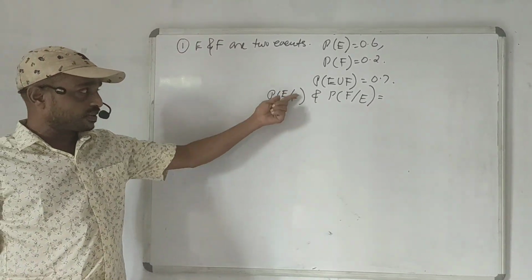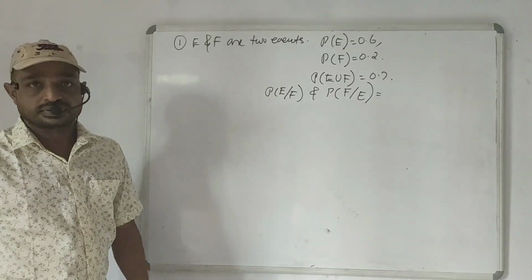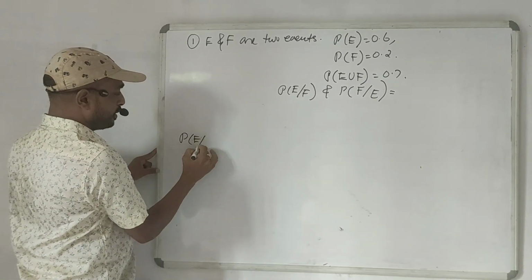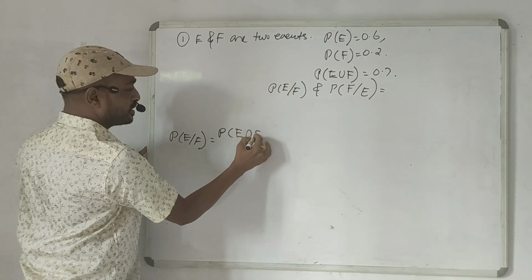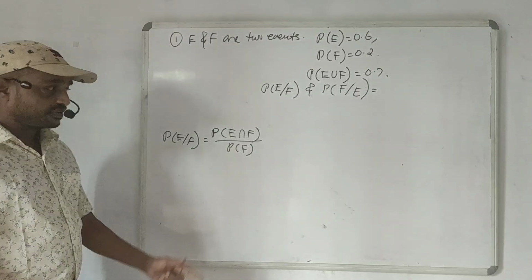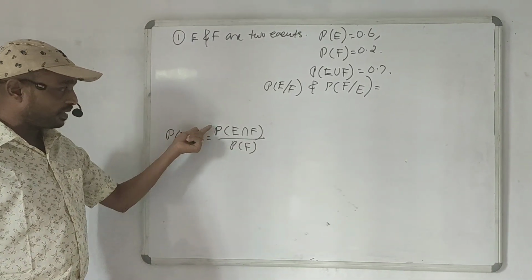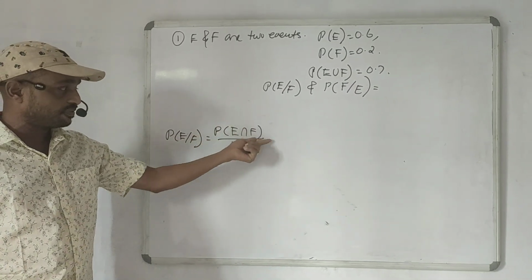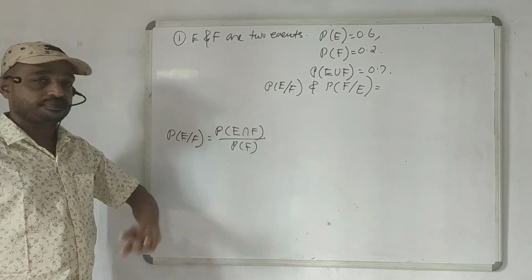So what is the formula for calculating P of E given F? P of E given F is equal to P of E intersection F divided by P of F. We have seen this formula earlier. So P of E given F, what is the rule? Just take the intersection of these two events, P of E intersection F, divided by P of the second event, P of F.